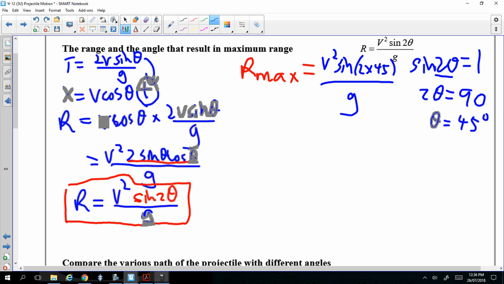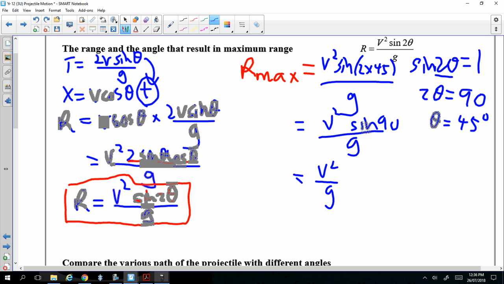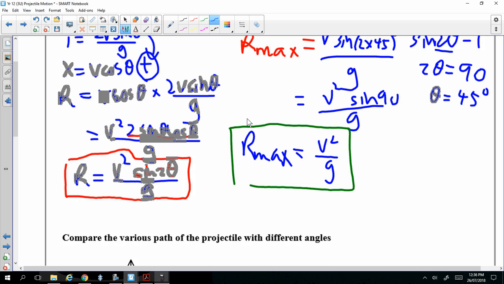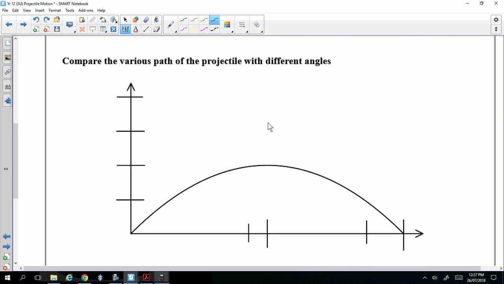Okay, all right, good. So we're going to draw some paths for different angles, and this is done below. Let's do various paths. Basically, this is 45 degrees. If it's 45 degrees, you will reach v squared over g, right?